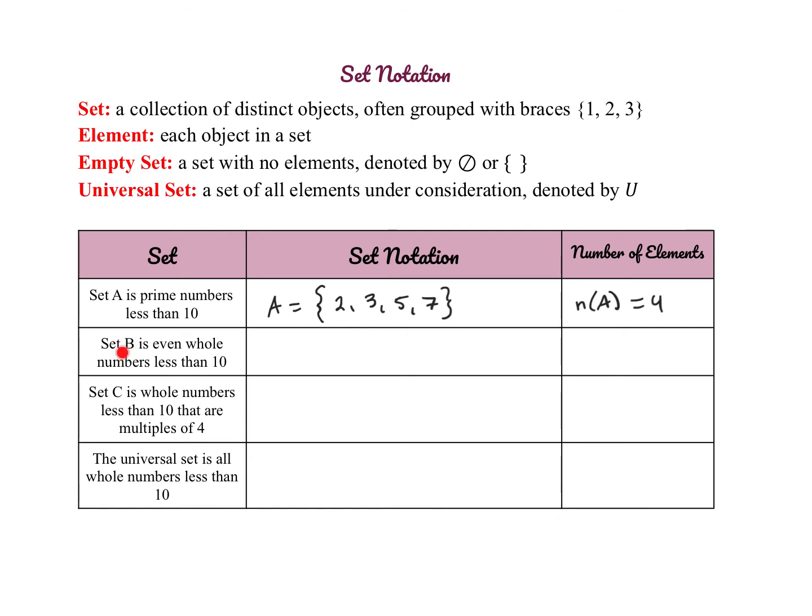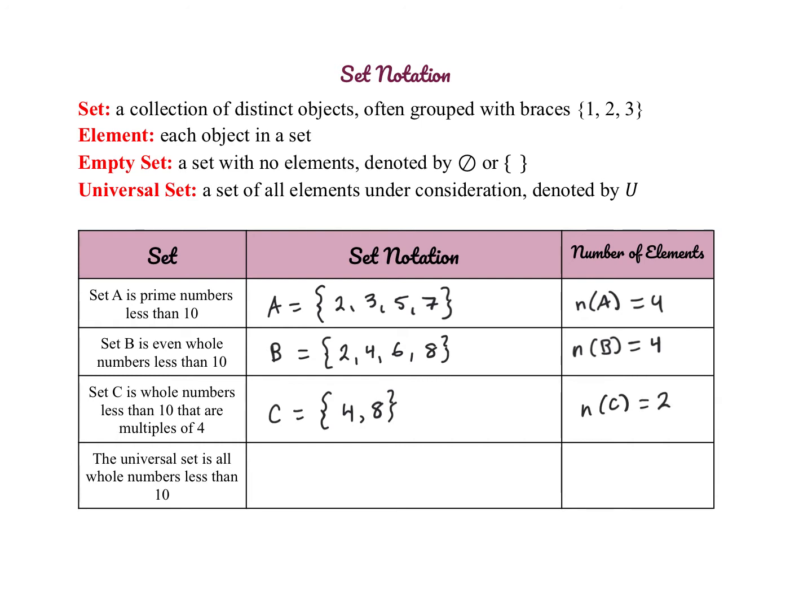So let's say that set B is even whole numbers that are less than 10. Again, we're going to set up our braces, and we'll say B equals, and we just list them out. So 2, 4, 6, and 8. Again, the number of elements in set B is also 4. And let's say set C is all whole numbers that are less than 10 and multiples of 4. So let's set up set C with our braces. That would simply be 4 and 8. And the number of elements in set C is 2.